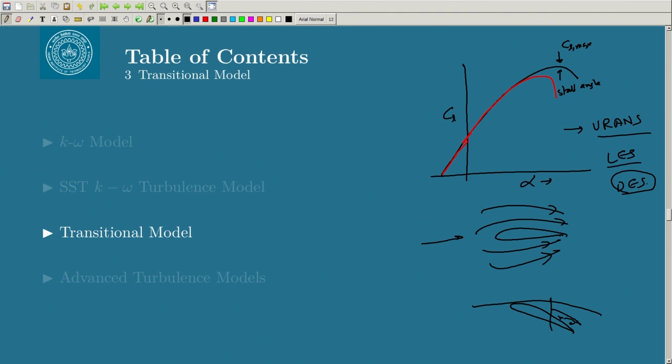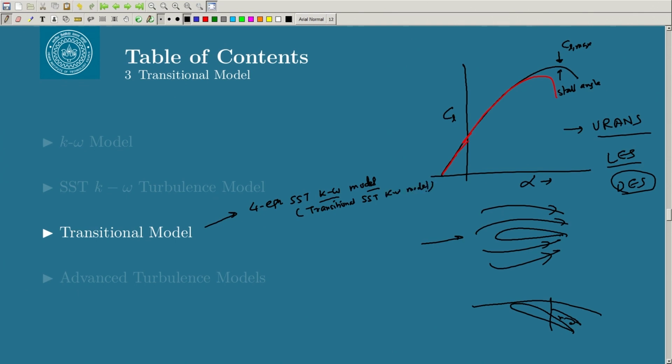There are 2-3 transition models in the literature. I am going to discuss one, but there are other models also. For example, one model is basically the 4 equation SST K omega model. Okay, that is one model. It is also called the transitional SST model. The other name is the transitional SST model or the SST K omega model.